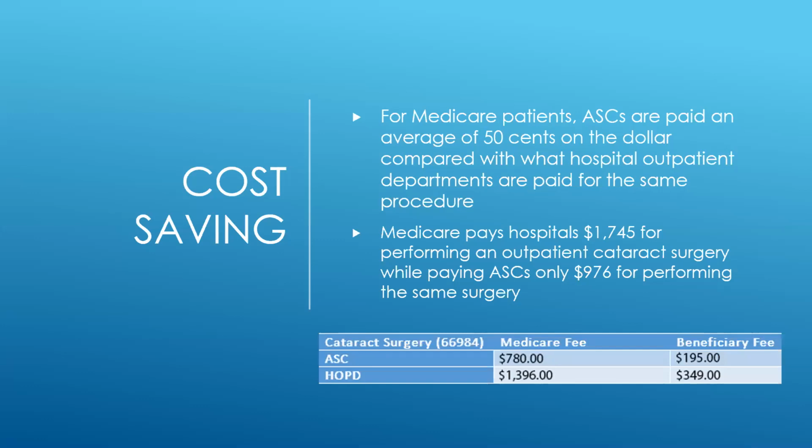The hospital is paid $1,745. An outpatient surgery center will be paid $976 for the same procedure. So these are how the cost savings are accrued.